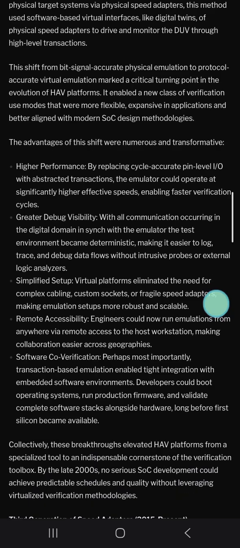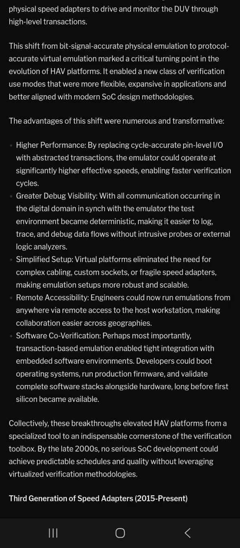Remote accessibility. Engineers could now run emulations from anywhere via remote access to the emulation host workstation, making collaboration easier across geographies.